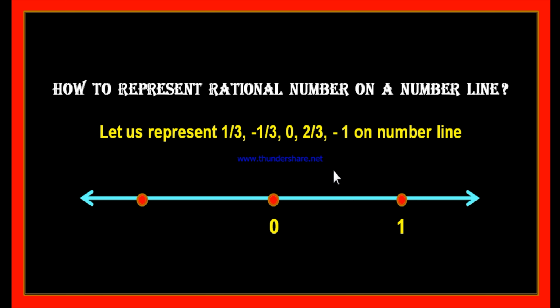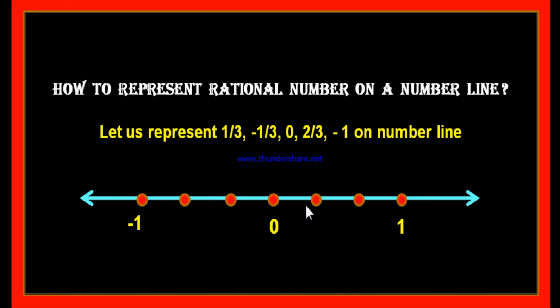First of all, you take this is 0 and this is plus 1 and this is minus 1. Now in between 0 and 1, this length should be divided into 3 equal parts. As the denominator is 3, we have to divide this 0 to 1 into 3 equal parts. If the denominator is 4, we have to divide this length into 4 equal parts. Therefore, in this case, as the denominator is 3, I divide 0 to 1 into 3 equal parts. You see here, this is the first part, second part and third part.